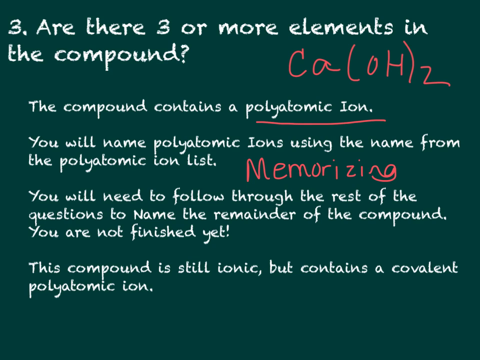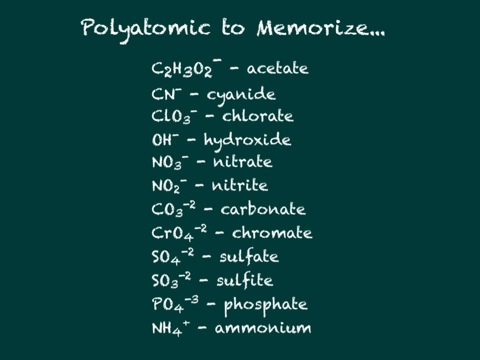So, are there 3 or more elements? It's a polyatomic ion somewhere in the formula, and those are going to be ones that you need to memorize. Remember the polyatomic ions that you're required to memorize: acetate, cyanide, chlorate, hydroxide, nitrate, nitrite, carbonate, chromate, sulfate, sulfite, phosphate, and ammonium. Make sure you're familiar with the symbols, the charges, and the names of these polyatomic ions.